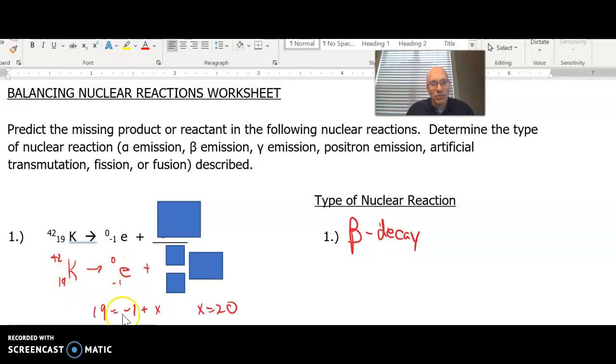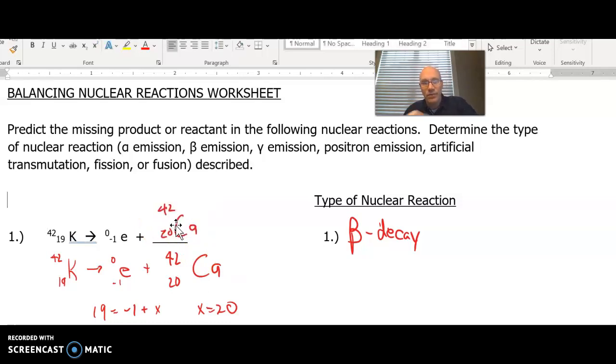So the way that you can think about it is what number plus a -1 would give you 19? And you could set it up algebraically if you wanted to, like this, just figure out what x is. Well, 20 plus a -1 equals 19. So that tells you what the bottom number right here is. At the top, 42 is what you have on the left side. So 0 plus what gives you 42? That's going to be 42. And to figure out what the element is, we know it's got an atomic number of 20. So we can look at the periodic table and figure out that that would be calcium. So that's the missing particle right here.